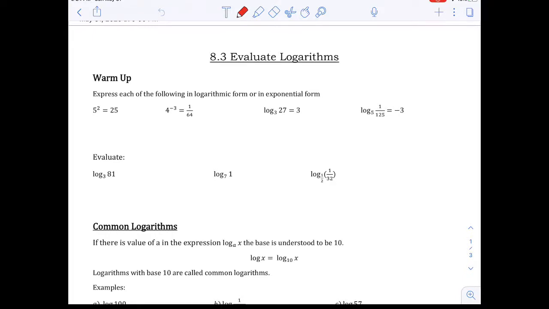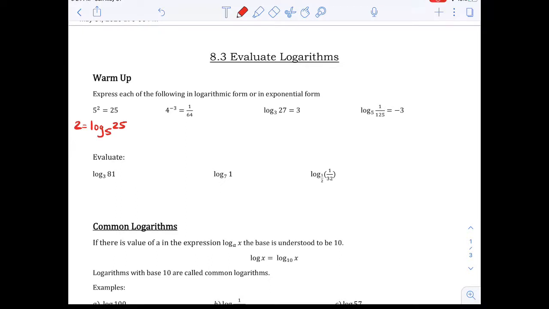So first, right off the bat, it says express each of the following in logarithm form or exponential form. This is what we learned in 8.1. So we should know that log 5 of 25 is equal to 2. Right? That's the exponent. You could have written it the other way. Doesn't really matter. Same idea.